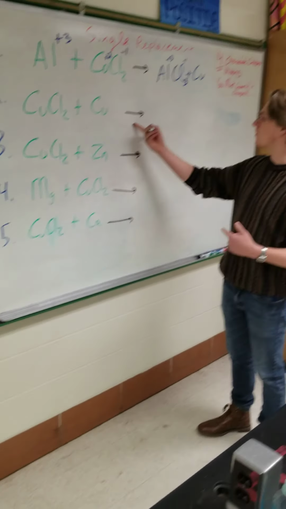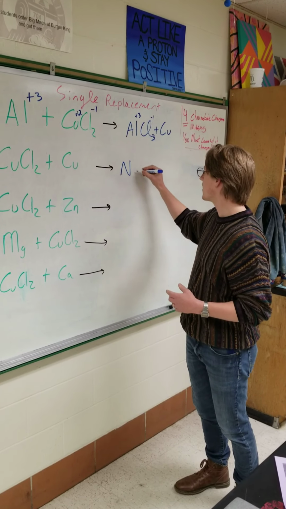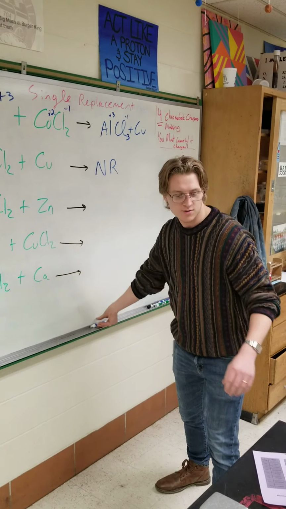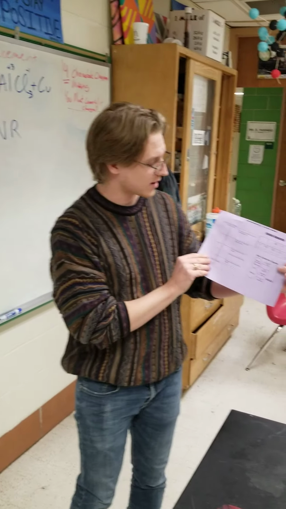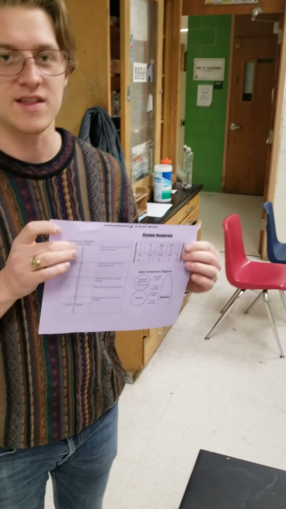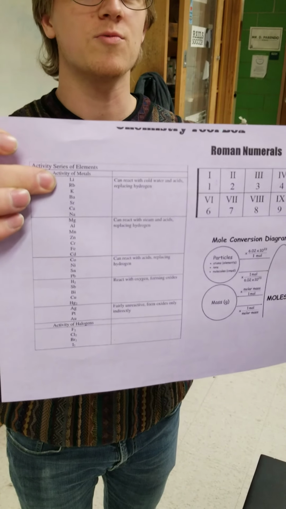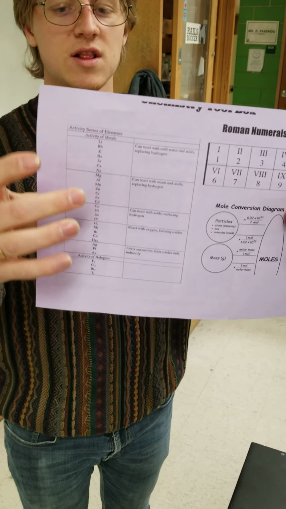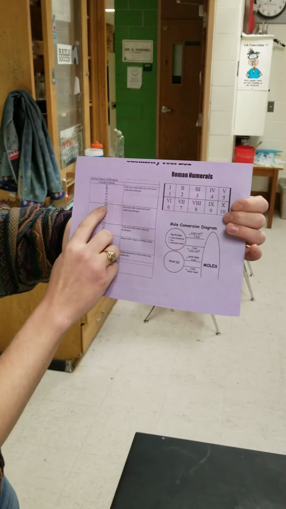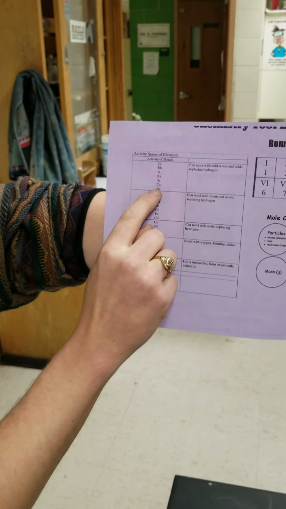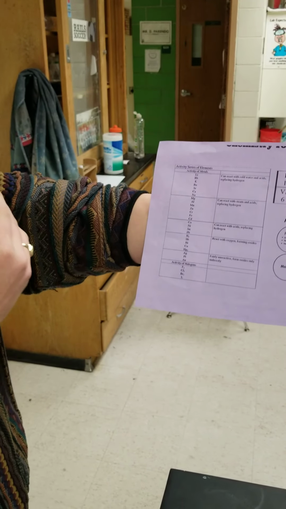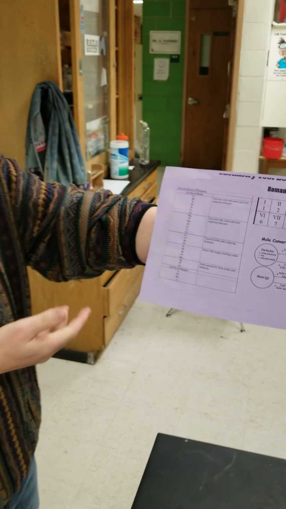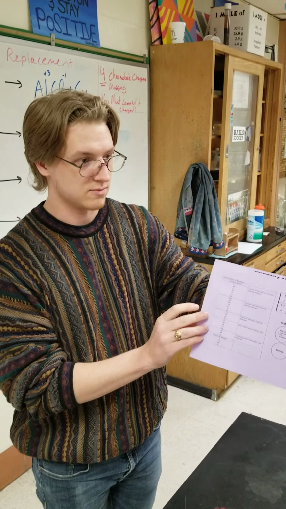So what we're going to put on this side is NR, no reaction. This is where your activity series will come into play. For example, copper and copper are the same thing, but whatever is highest on the activity series is more reactive. If we look at sodium, all in just this first box, sodium will never replace lithium. Lithium's higher on the sheet, it's more reactive. Whatever is more reactive is going to replace what is not reactive.